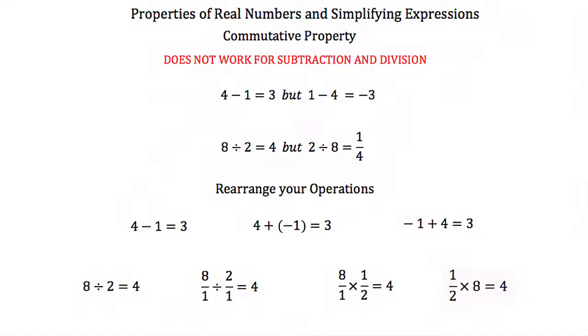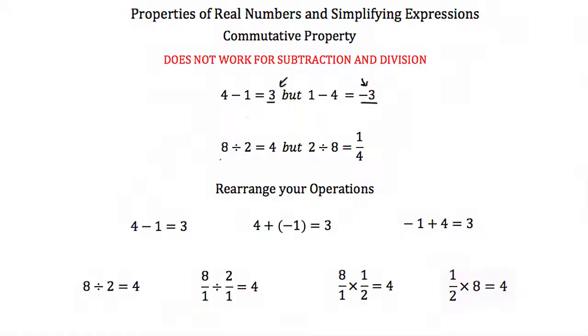Now it's important to remember that the commutative property only works for addition and multiplication. It does not work for subtraction and division. And let's see why. Here I have 4 minus 1 is equal to 3. But if I have 1 minus 4, that ends up equaling negative 3. And these are not the same answer. So the order in which our numbers appear changes the answer.